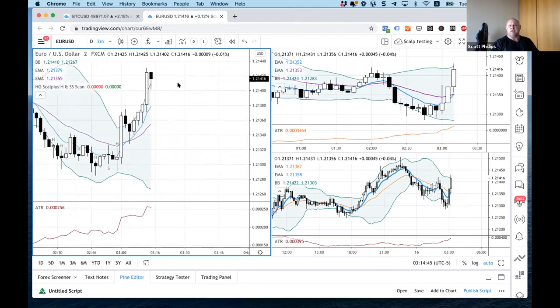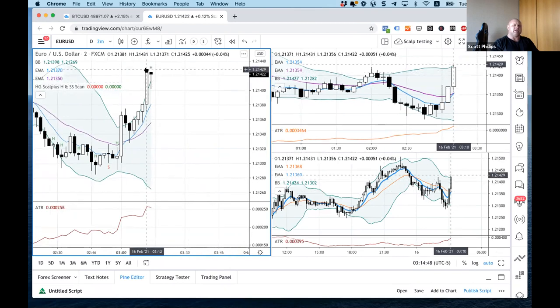Okay, so what do we need to take this setup short? We need a touch of the Bollinger, we need a lower close, and then we need a higher close without breaking the high of this bar.